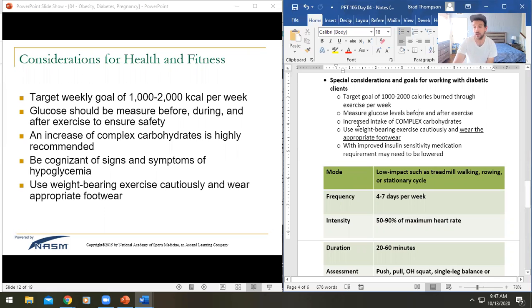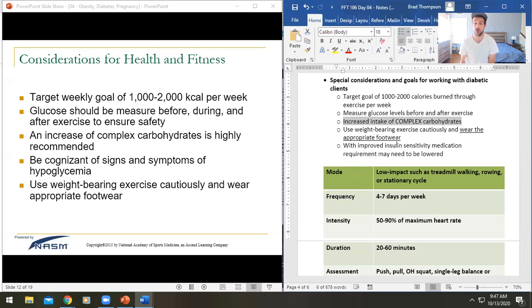You want to encourage your client to increase their intake of complex carbohydrates. So we want to eat more complex carbohydrates rather than simple ones, because simple ones are so easy to break down. They get into your body and they enter your blood sugar.